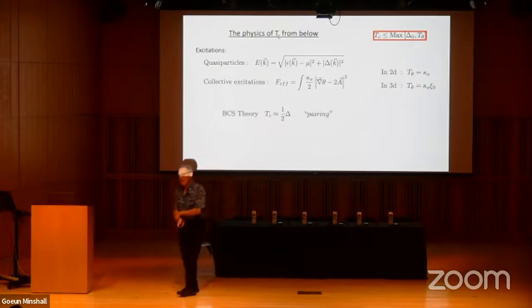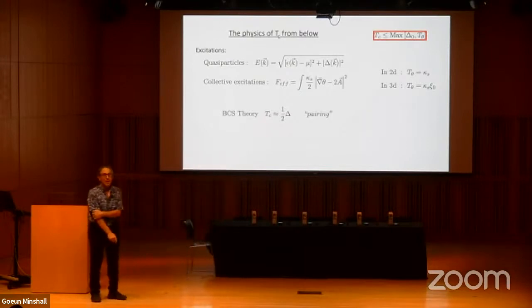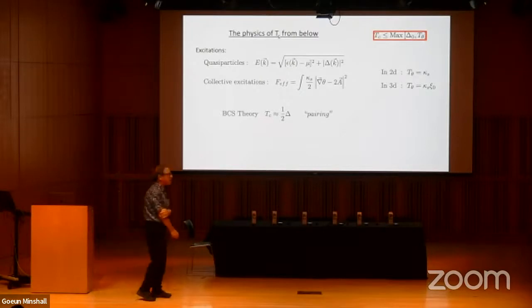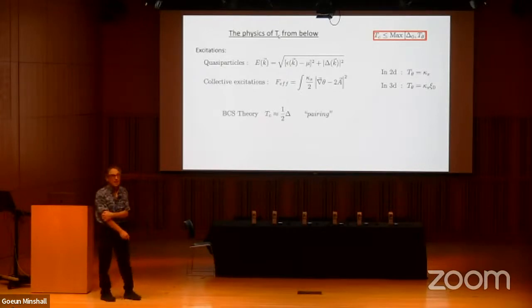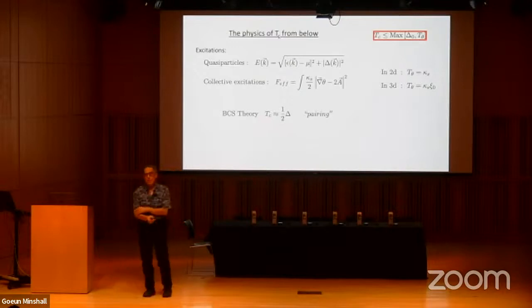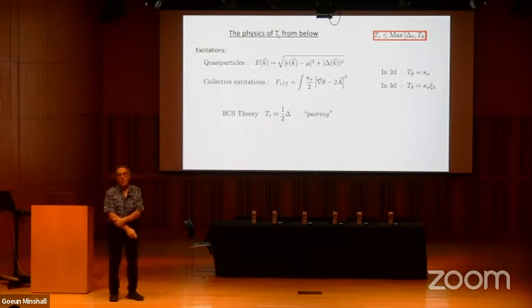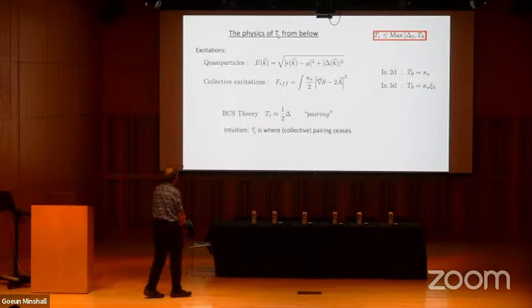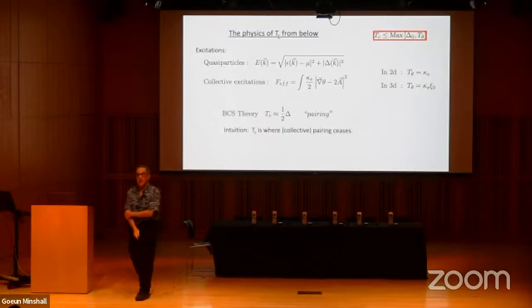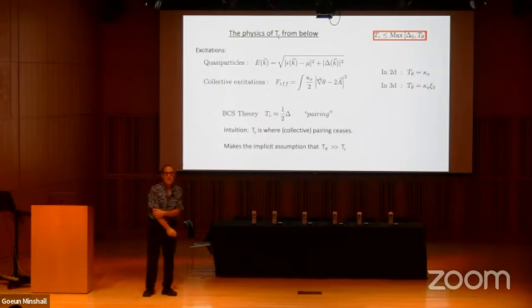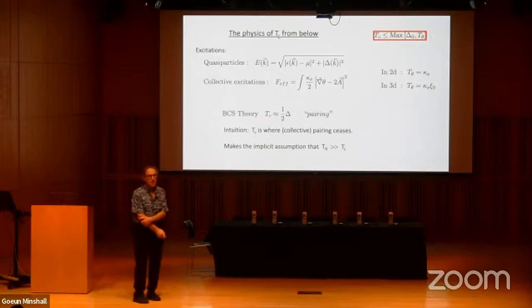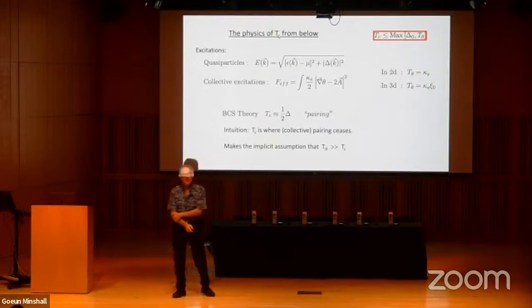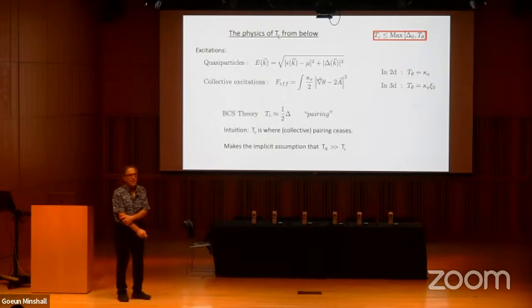Okay, so within usual BCS theory, the theory that applies very successfully to most metallic superconductors, Tc is some number of order one, which turns out to be more or less a half, times the magnitude of the superconducting gap. At temperatures above this, the Cooper pairs have simply fallen apart and there are no pairs to condense. So the intuition is that Tc is where this collective pairing ceases. And implicit in this is that the temperature scale for phase coherence is much higher than this scale, so that the moment the pairs are formed, they condense. So since we're interested in quantitative things, let me first show you why this is such a good assumption.